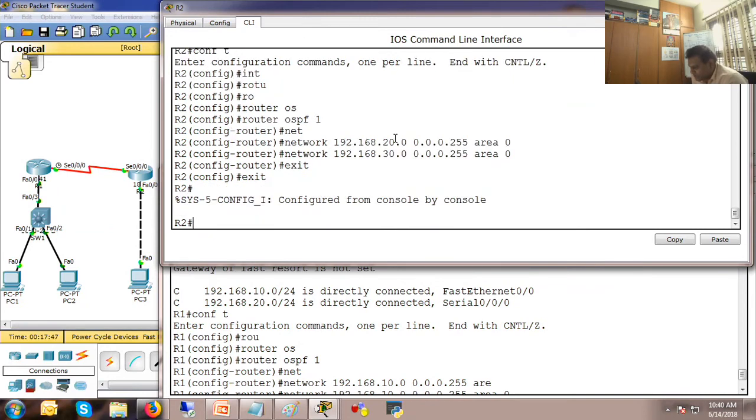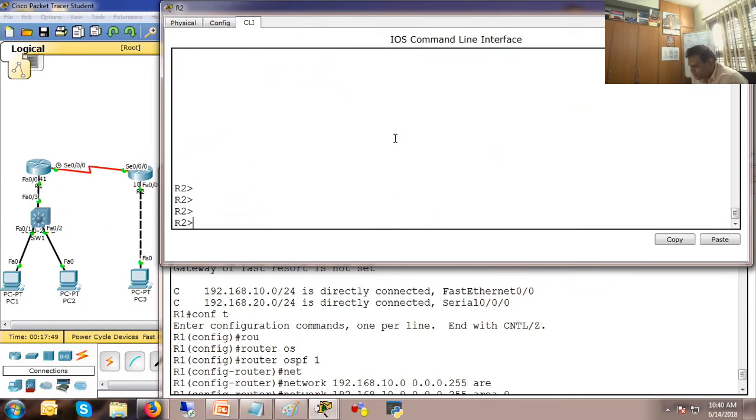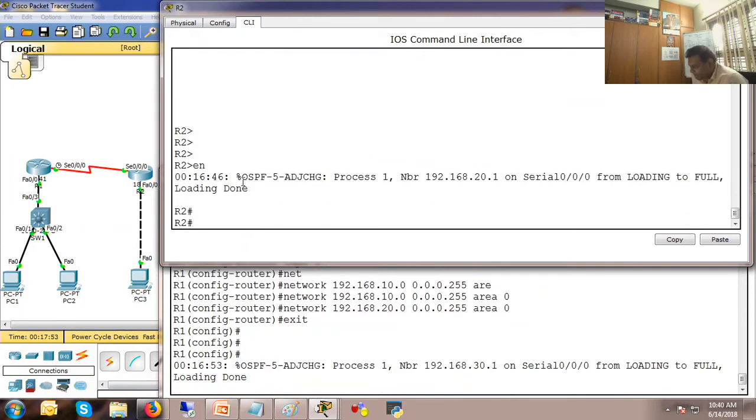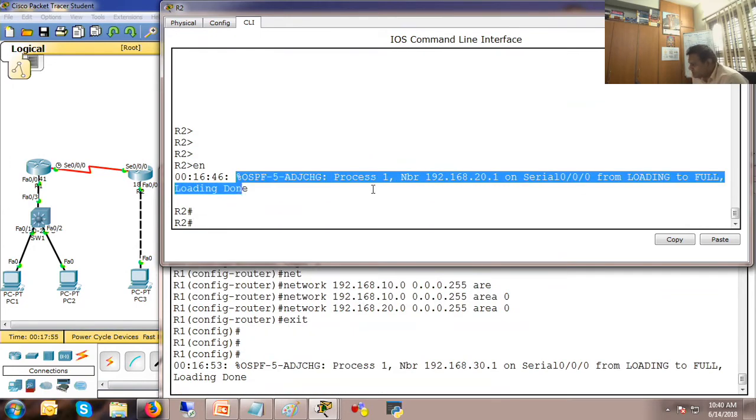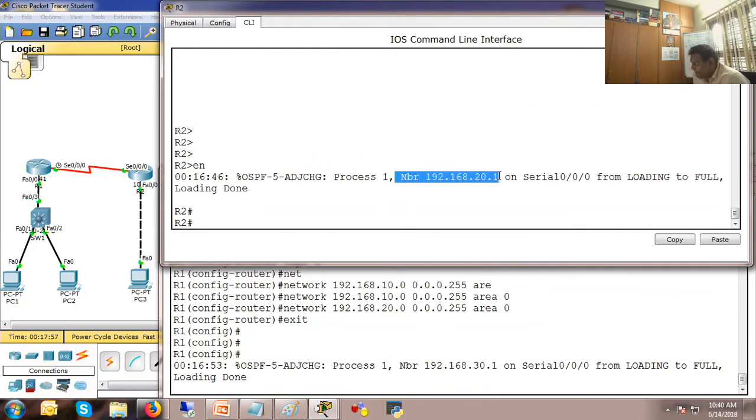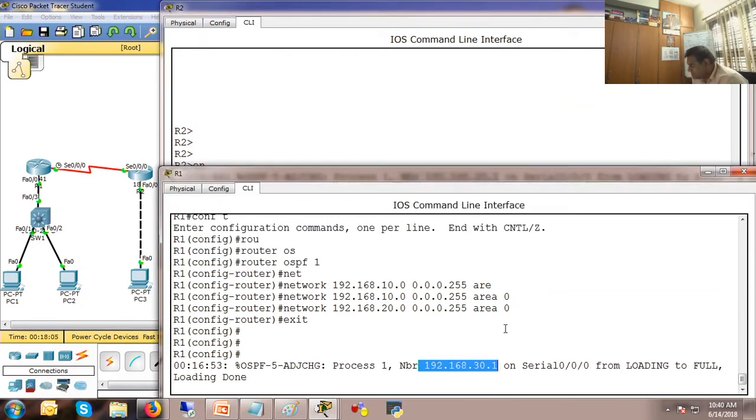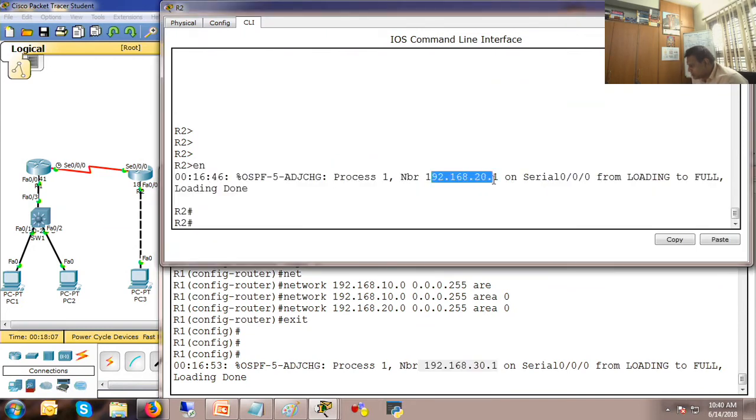Alright. Now neighborship has to form. What has to form? See, who is the neighbor? 20.1, R1, right? Here it is 30.1, right? R1 is 20.1. Why not 10.1? Why is the router ID 20.1?